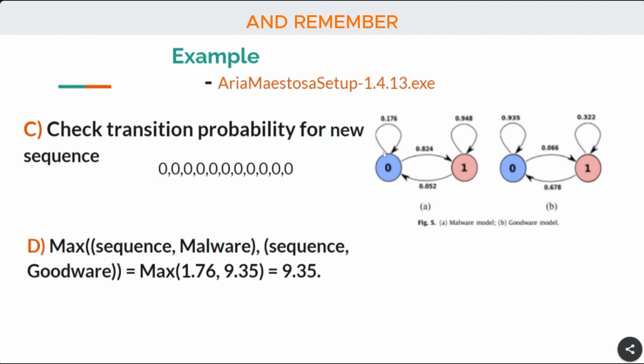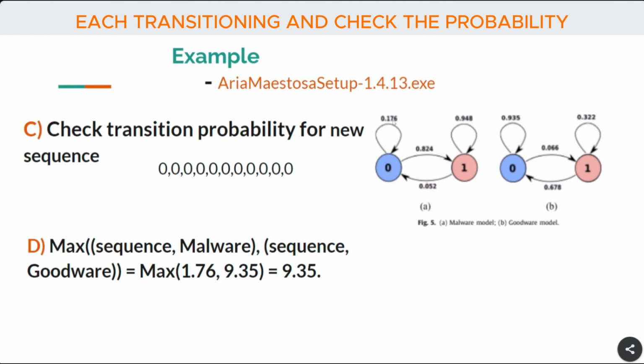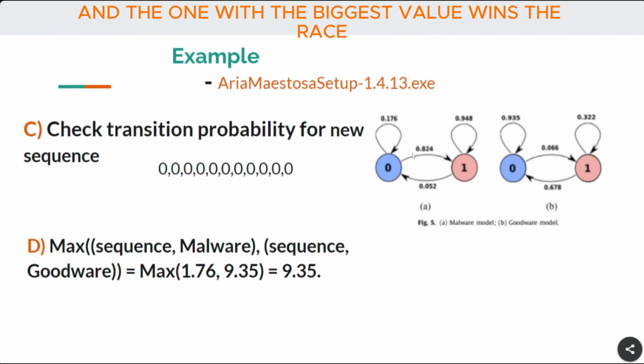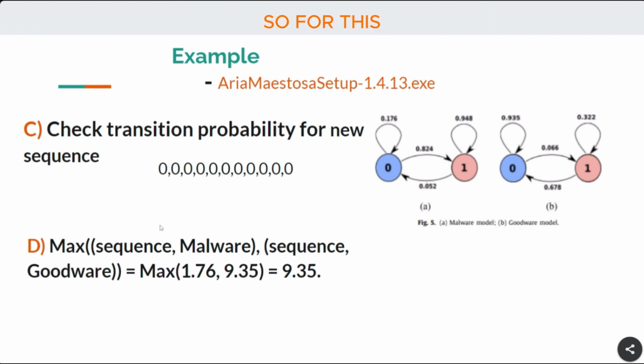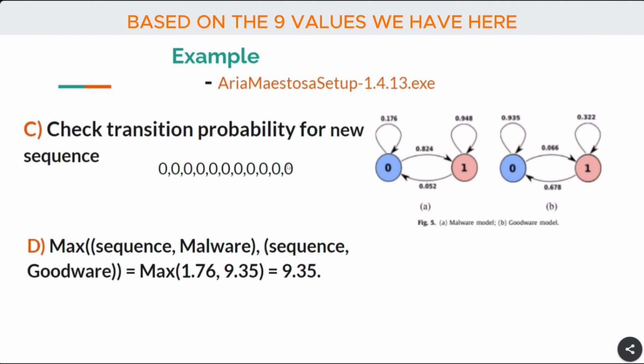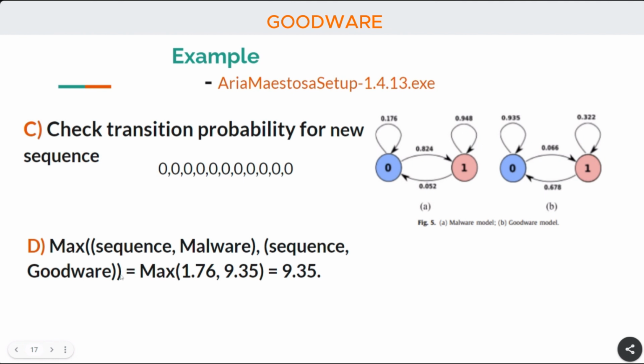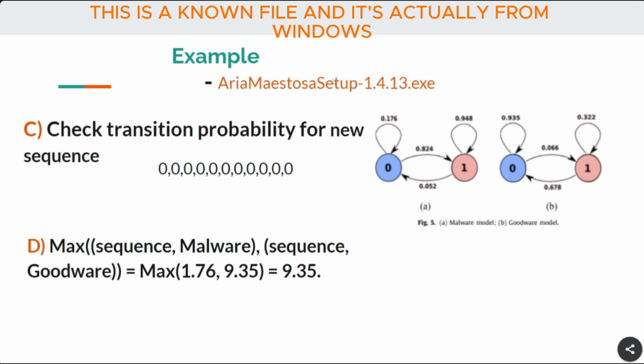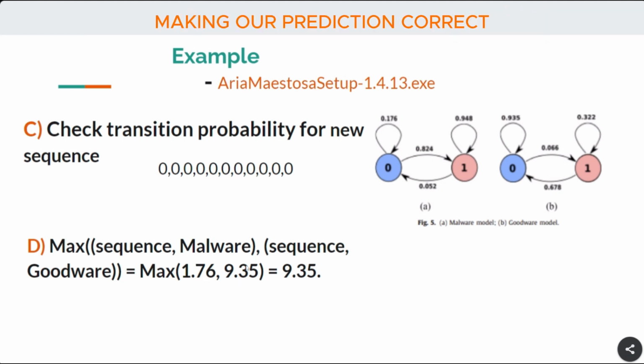And remember, we check the state of each transition and check the probability, add them together, and the one with the biggest value wins the race. For this, it's straightforward: 0 to 0, 0 to 0. So this is a continuous 0.176 addition 10 times based on the 9 values we have here. And for this, it's 0.935. So no questions asked, it's as expected. It's recognized as goodware because it has a higher value than the malware. And like I stated earlier, this is a known file and it's actually from Windows, making the prediction correct.